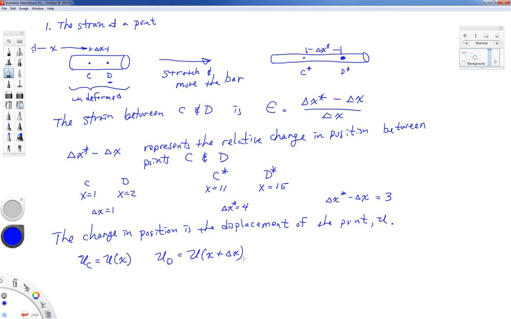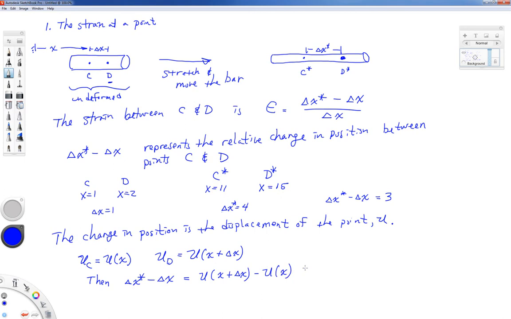Now if we want the relative change in position between point C and D, the relative displacement, then the way we can say that is this delta x star minus delta x can be expressed as the displacement of the point at position x plus delta x minus the displacement of the point at position x.